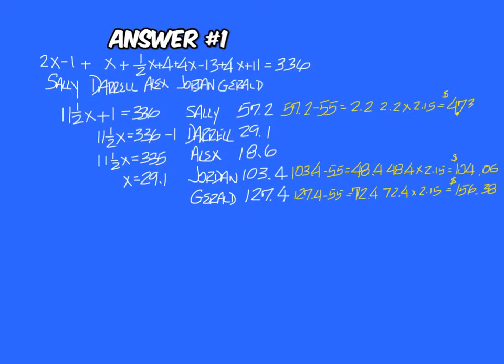On the first one, I've inserted a number in the problem that caused it to come out uneven. So when you set it up, you should end up with 29.1 for the x, and I don't normally do that. But anyway, your expressions should be 2x minus 1, x, a half x plus 4, 4x minus 13, and 4x plus 11. And once again, when you solve that, you end up with 11 and a half x equals 335, and it's 29.1 if you round to the tenths place. You could have rounded to 29 and then solved it out from there for the rest of these people.